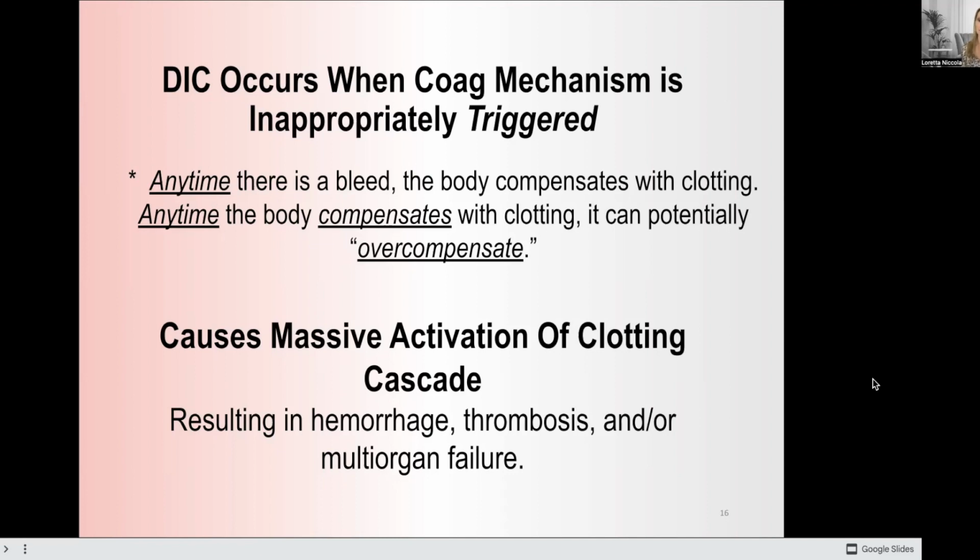So this could occur in a trauma patient, anybody that's bleeding a lot. It especially can occur in a pregnant mom because she already has elevated coag factors that are supposed to protect her at the time of delivery. So sometimes her body gets triggered and it overcompensates and it just cannot stop itself. So it results in hemorrhage, thrombosis, and or multi-organ failure.